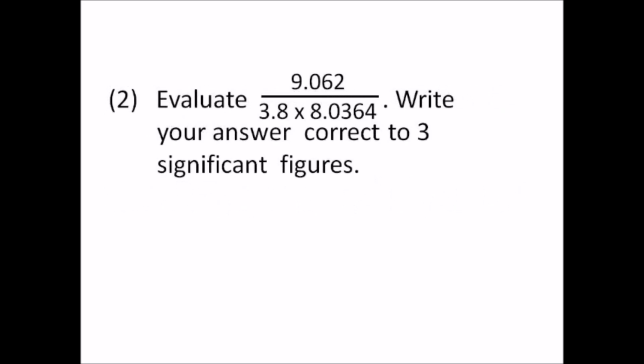Number 2. Use your calculator for this, guys. Get it out. Evaluate 9.062 divided by 3.8 times 8.0364. Write your answer correct to 3 significant figures. Do the calculation quickly on your calculator. You are able to use calculators in the BGCSE examination, so take advantage of it, guys. So you definitely would need it to work this out.